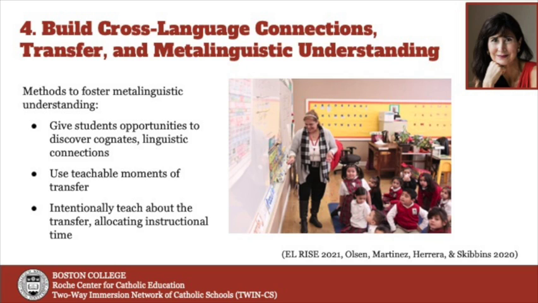And there are specific moments or ways in which we can foster metalinguistic understanding. We can give students opportunities to discover cognates, linguistic connections. I used to have cognate delegates in my classroom, and every time there was a cognate that would come up, they would ring a bell, like click a little bell, and we would stop and write the cognate. And you can switch responsibilities. There are many other ways. You can also use teachable moments when they come up, or you can intentionally dedicate some time to teach side by side the differences and the similarities.